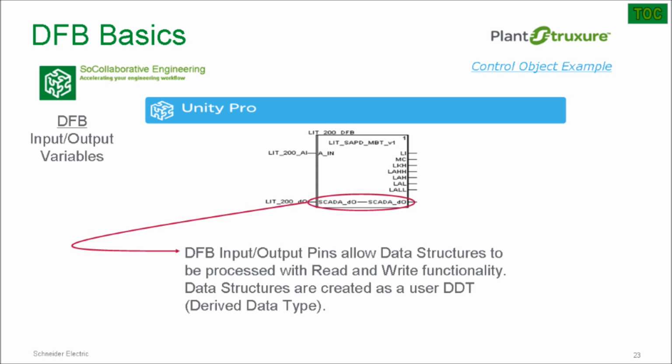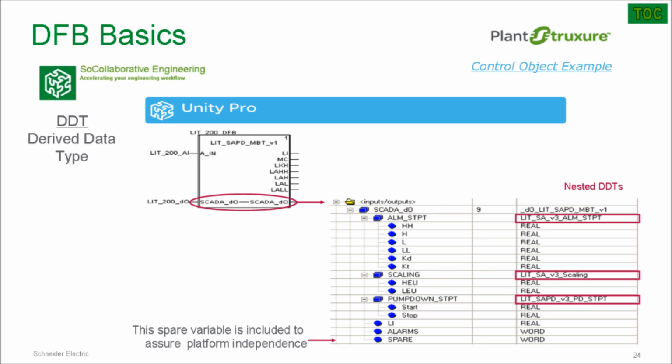Data structures are created as a user DDT, aka derived data type. Here is an example of a DDT. Note the spare variable included to assure hardware platform independence. The spare rounds out the DDT address requirements to an even number of words. This is necessary because of the freedom in Quantum to locate 32-bit data on any address. If the spare was not included, the DDT would require an odd number of addresses.